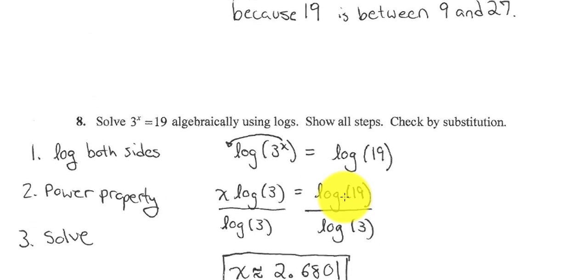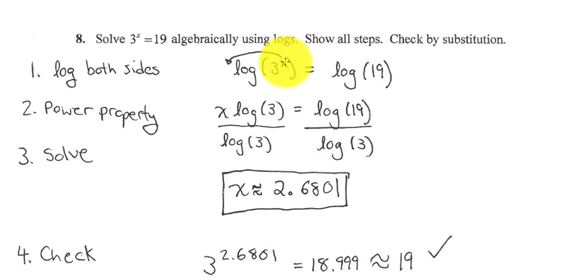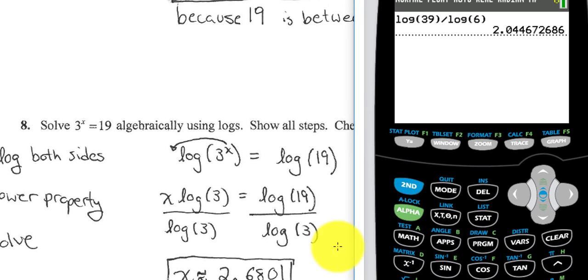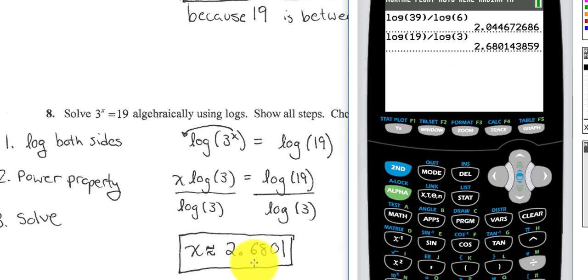That's really what we're doing for this question number 8. We're taking the exponent in front of the log. So you have x times log base 10 of 3 equals log base 10 of 19. And to get x by itself, divide both sides by log base 10 of 3. So this is going to cancel. And you're left with x equals, and I'll do it on my calculator, right? X is going to be equal to log of 19 divided by log 3. And we have 2.68 is our answer, or 2.6801, to 4 decimal places.